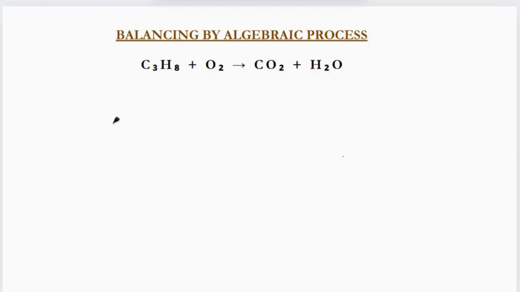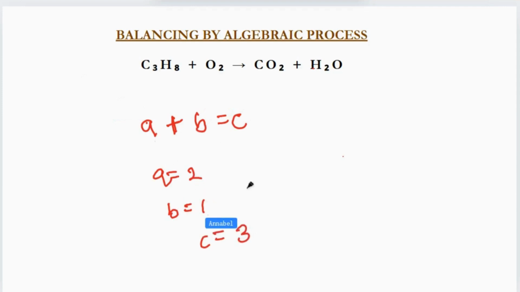So how do you balance a chemical equation by the algebraic process? You know that math stuff where, for example, they say A plus B equals C, and they say A is equal to 2, and let's say B is equal to 1. Therefore, we easily know that C is equal to 2 plus 1, and we get that C is equal to 3.